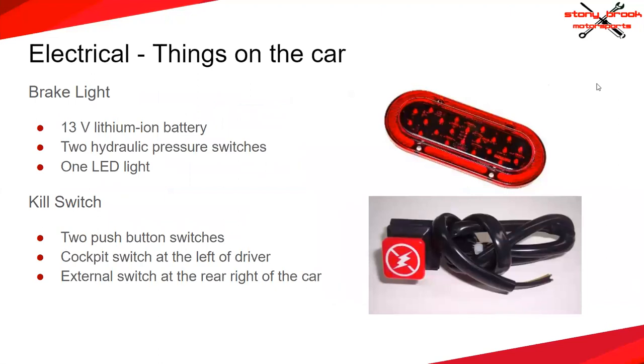Hello, I'm Xiao and I will be talking about electrical. Okay, so first, let's talk about the things on the car, that being the brake light and the kill switch. So the brake light consists of a lithium-ion battery, 2 pressure switches, and an LED light. There is 1 pressure switch mounted on each of the brake lines, front and back. So when you press the brake pedal, the light will turn on.